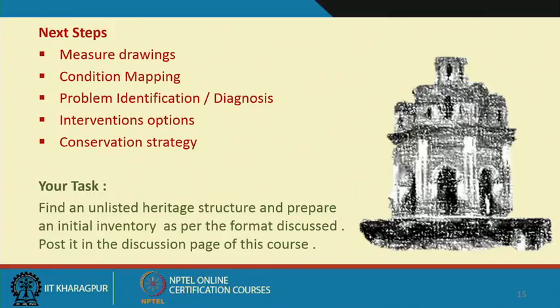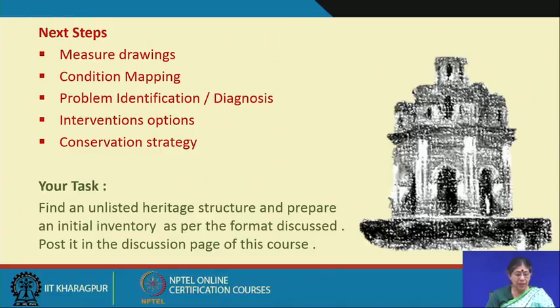So, this is an example where we have just taken one example and said what can be done. We still know that we have not done the measured drawing, the condition mapping, or the problem identification. It needs further investigation, the intervention options and conservation strategy. That will be the second stage: doing the measured drawing and condition mapping, to see what actually happened. For the entire district we had done a quick survey, and it is possible to do it. It does not take much time to do this type of investigation, to prioritize.